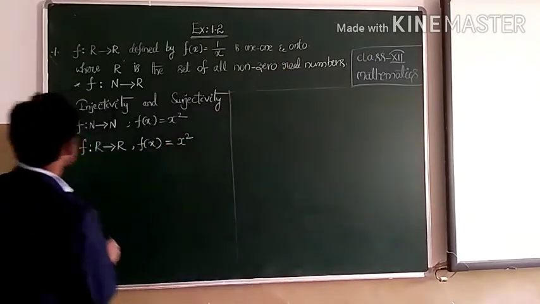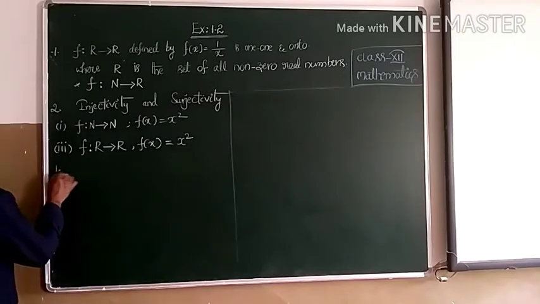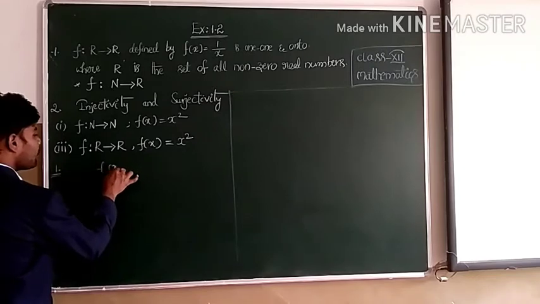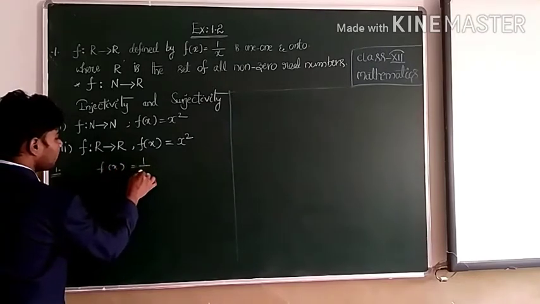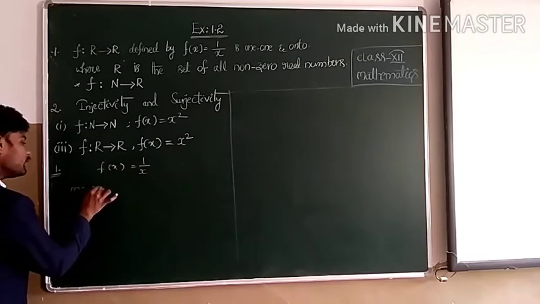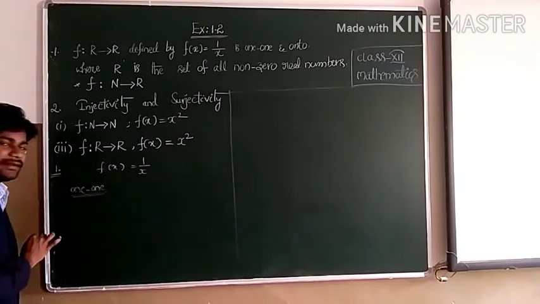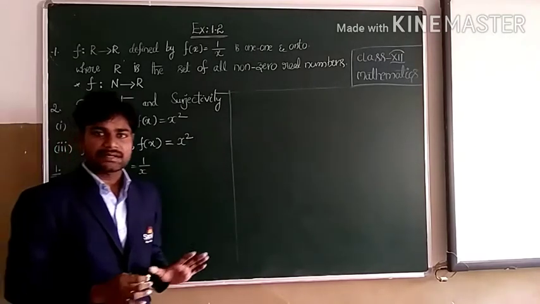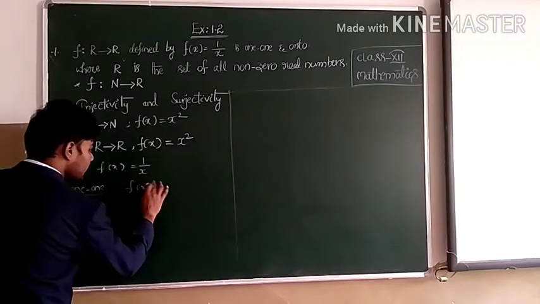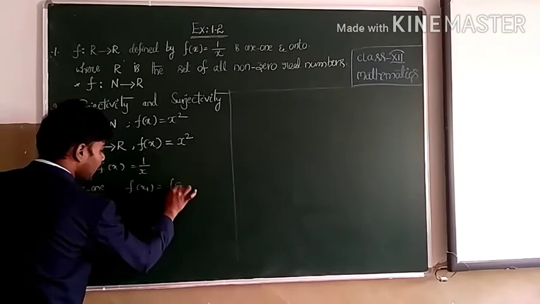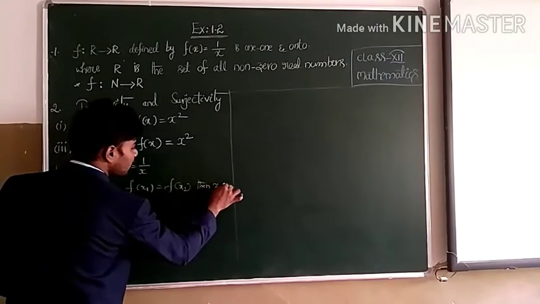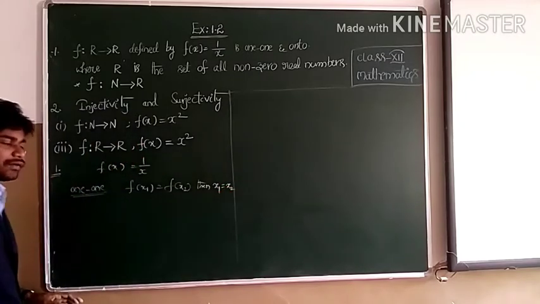So now let's see the first problem. The first one is f of x is given, f of x equals 1 by x. Now I am going to check the one-one function. One-one function is defined such that if f of x1 equals f of x2, then x1 equals x2, right? This is the definition of one-one function.